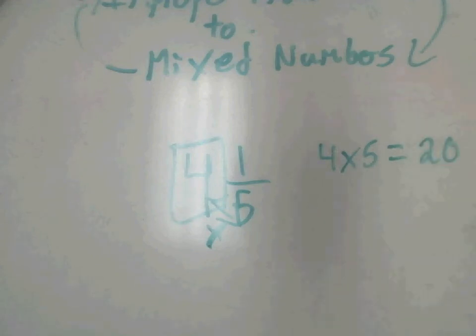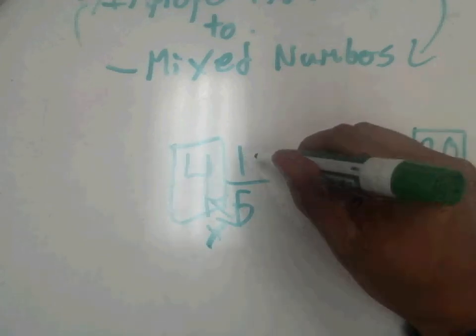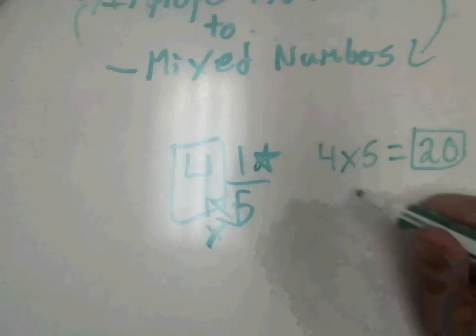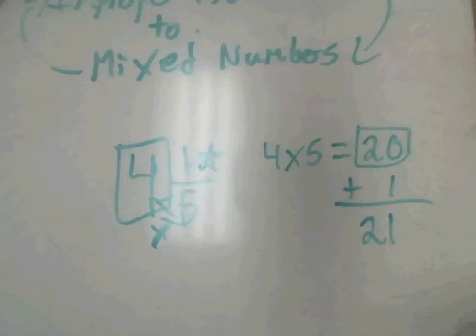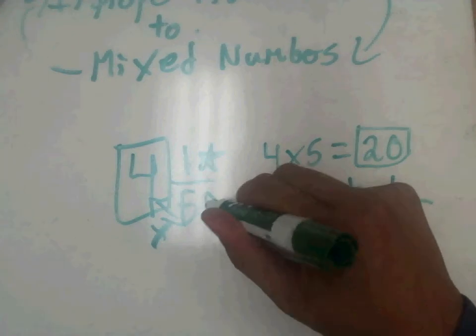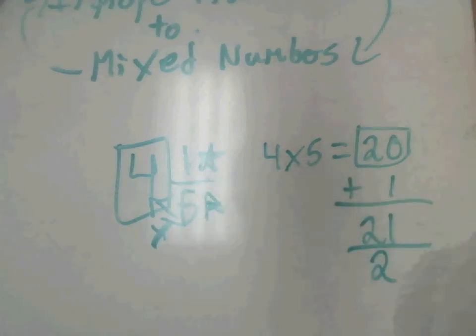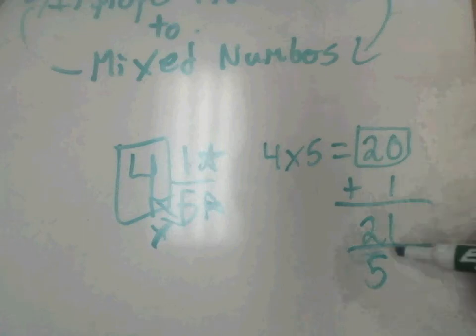And then all we need to do is simply add that product, which is 20, to our numerator over here, which is 1. So 20 plus 1 obviously is 21. Now, just as in the other one, our denominator is always going to stay the same. So if we were to turn 4 and 1/5 into an improper fraction, it would be 21 fifths.